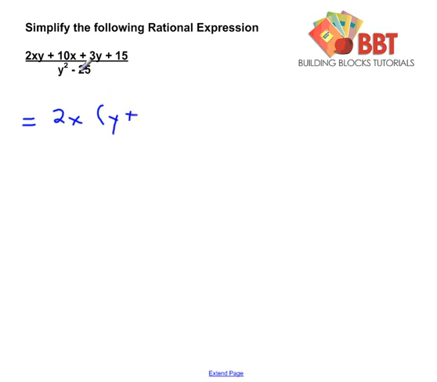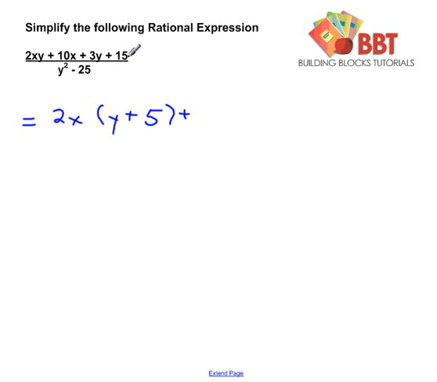Plus 10x. And I pulled out a 2x, so what's left? 10 divided by 2? 5. What about my x? No, because I pulled it out already. I have an imaginary 1, no need for it. Then I have my plus sign, so I recopy that.